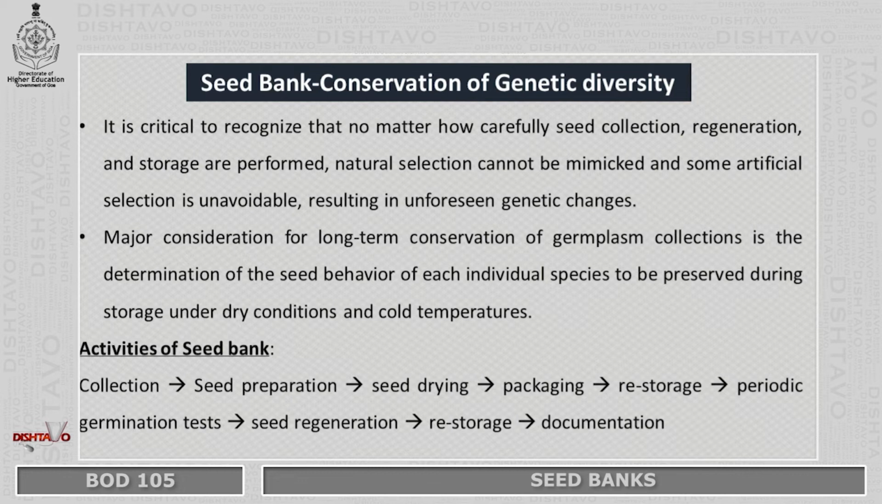Now, thus, we see that there are various activities that are carried out by seed banks. Firstly, the collection of the seeds. The seeds are prepared, that is, seed preparation. The seeds are dried. The seeds are packaged and then stored, which is followed by periodical germination tests in order to understand the viability of the seeds, and then plant seed regeneration, recollection and restorage, and documentation. Documentation is a very important aspect of seed banks.